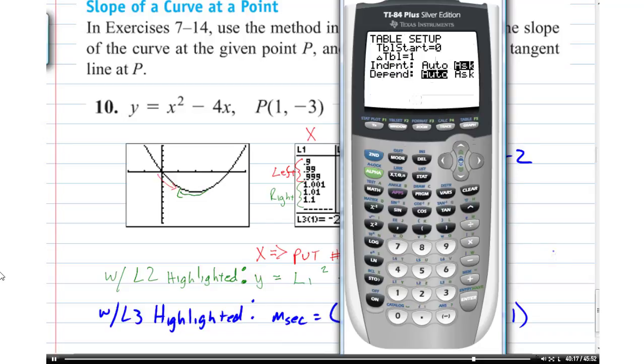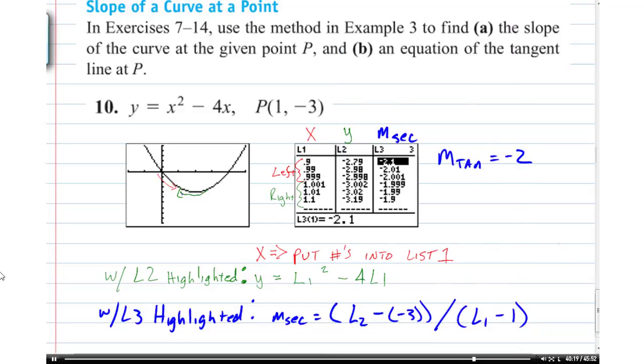Let me go back to the graph. Our goal here with this problem was to find the slope of the curve at the point P. Here's the point P right here. You see where the blue blob is now? As we approach from the left-hand side, we have this red arrow, and that represents the x's. And from the right-hand side, I have this green arrow. That's how I determined the left and the right, and that's where I came up with those numbers.